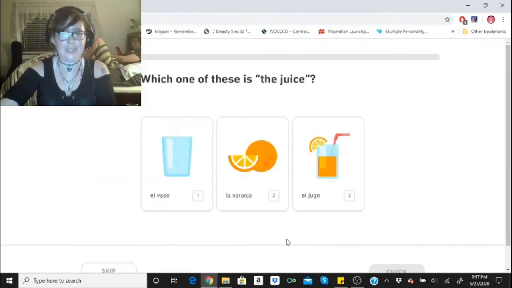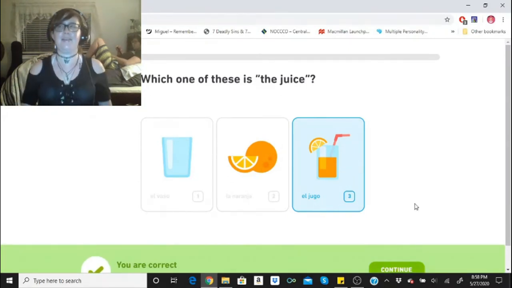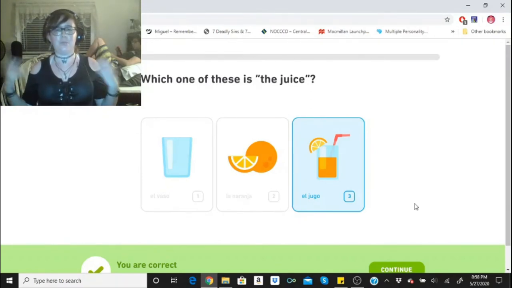Which one of these is the juice? El jugo. It's funny, I had a former coworker named Hugo, but whenever any of us would see him, we'd call him Hugo.